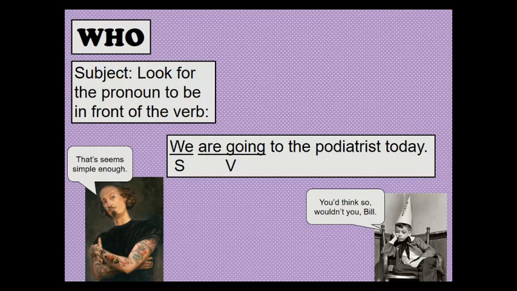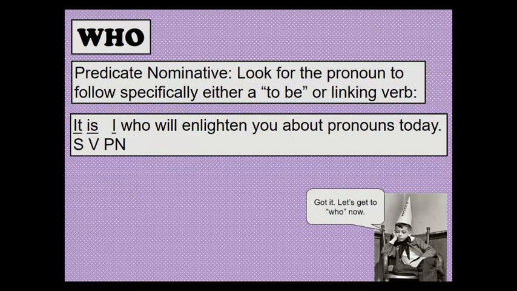It's pretty easy. A predicate nominative, you remember, is a pattern 3 or a pattern 5, where the noun is now actually after a linking verb or after a to be verb. So I could say, it is I, not it is me, but it is I who will enlighten you about pronouns today. That's another place where we would use a nominative case pronoun. Notice that we call these nominative case because the pronoun follows a linking verb or a to be verb. So for a predicate nominative, you have to use that word I.